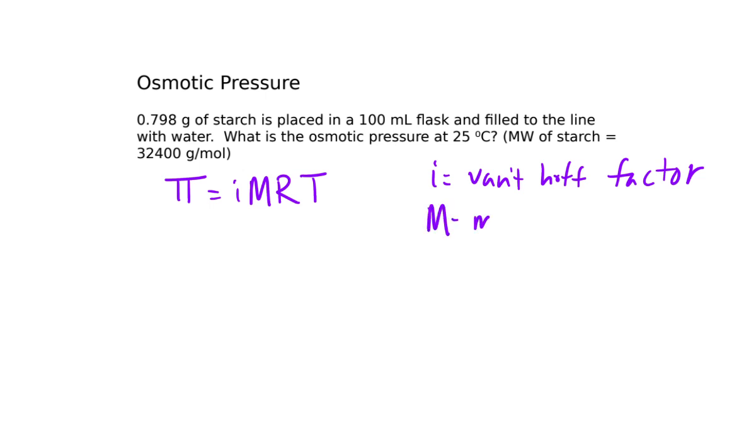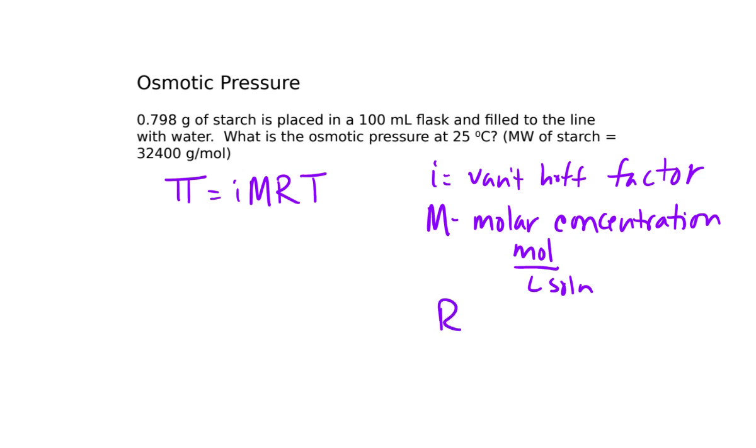M is our molar concentration. So freezing point depression and boiling point elevation used molal concentration. We're back to using molar concentration, so moles per liter of solution. R, as I mentioned, is the gas constant, and it will be 0.08206 liters times atmospheres over moles times Kelvin.